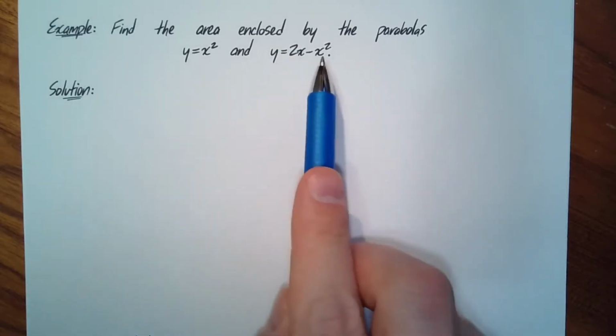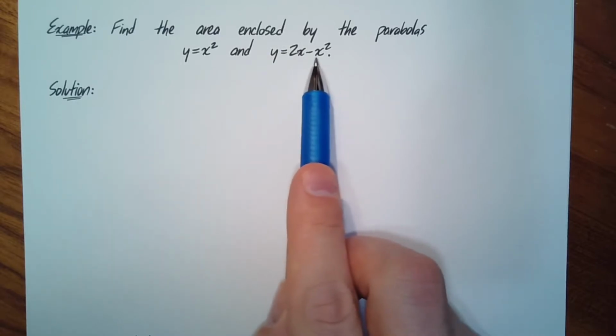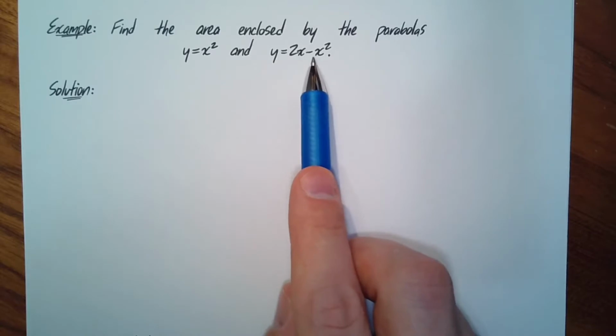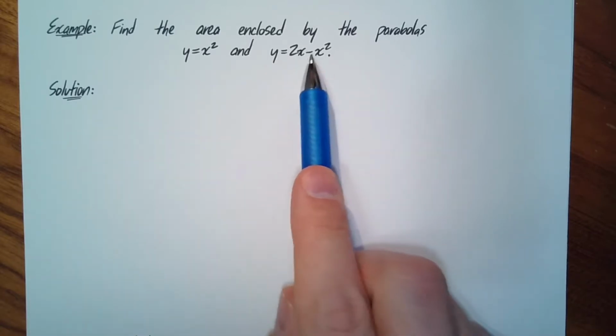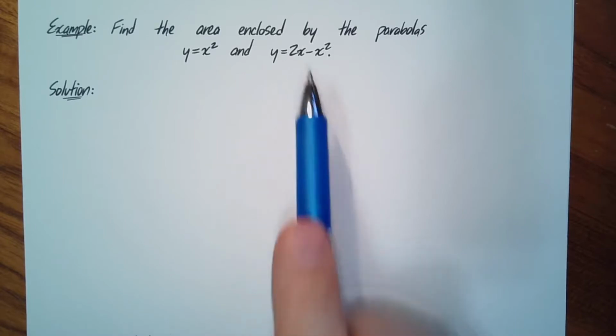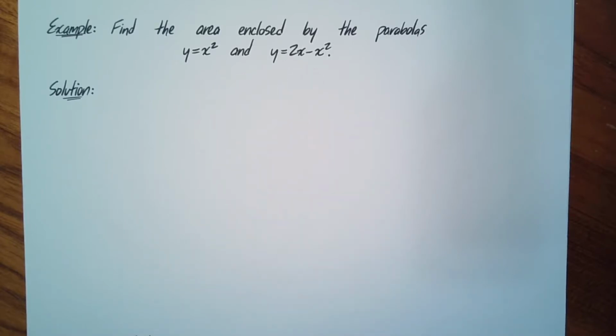The leading term, technically, is the negative x squared, because that's the dominant term in terms of the highest exponent. So because the x squared term is negative, this is actually a downward facing parabola. So that's going to become important later. But for now, we've just got two parabolas, right? We're trying to find the area enclosed between them. So, what are we going to do?